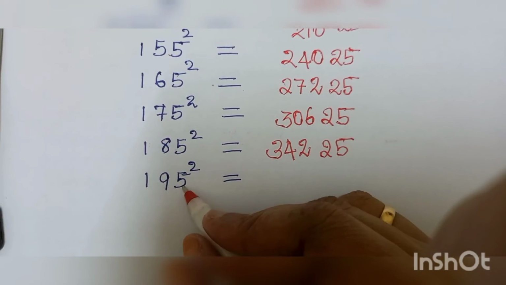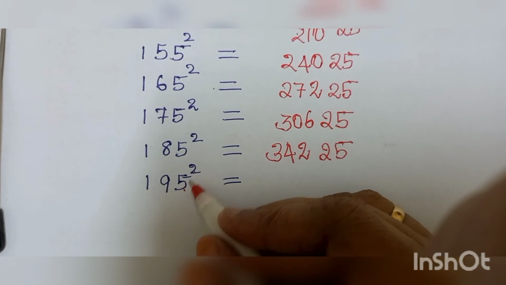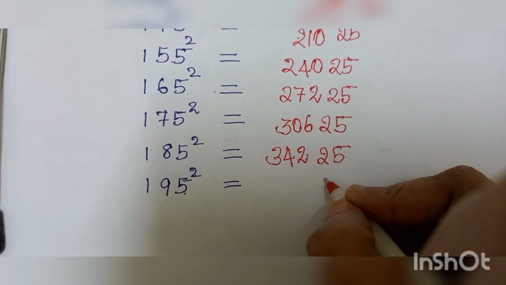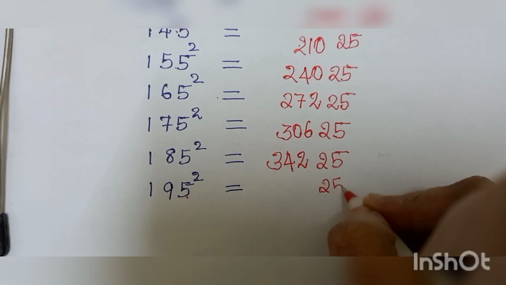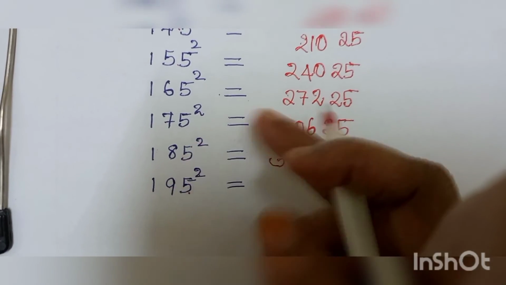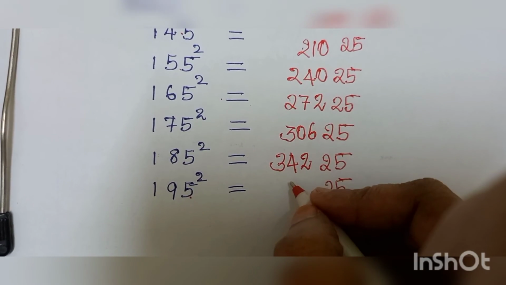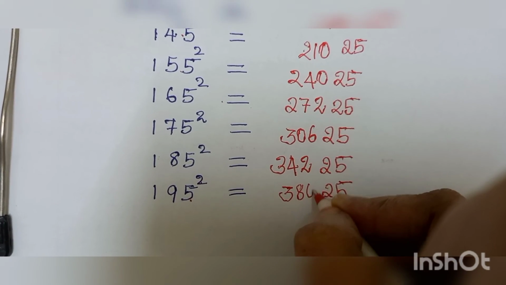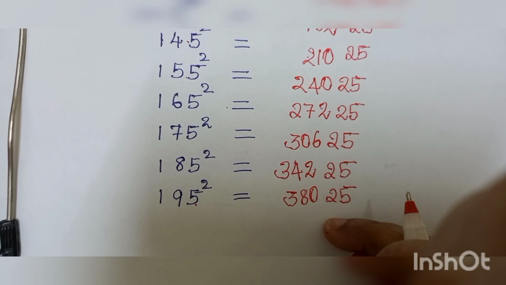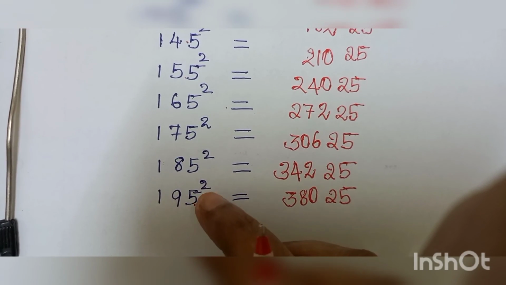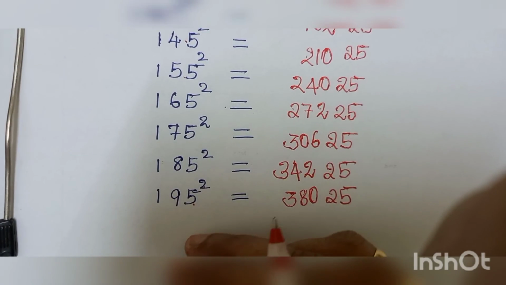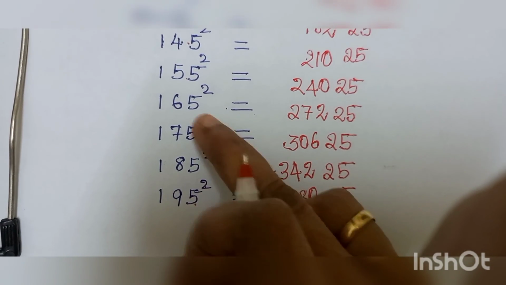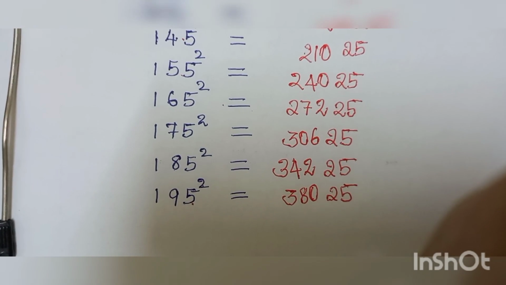Then 195 square. As usual, 5 square we can write 25. 19 into 20. What is 19 into 20? Which is equal to 380. Okay. Like this we can find the square of numbers with 5 in the units place. Is it clear for you?